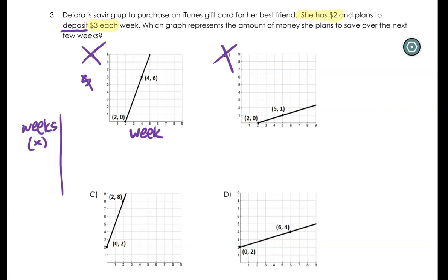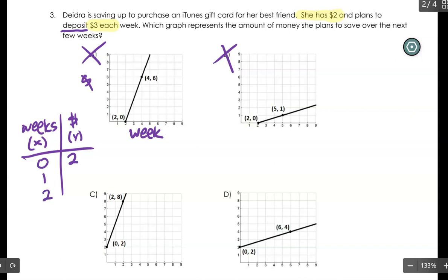And saving, or money. And that's my y-axis. Week 0, she starts with 2. Then week 1, she deposits a certain amount. Week 2, she has a certain amount. Week 3, she has a certain amount. Remember, each week she deposits $3. So what do you think would go here, here, and here?